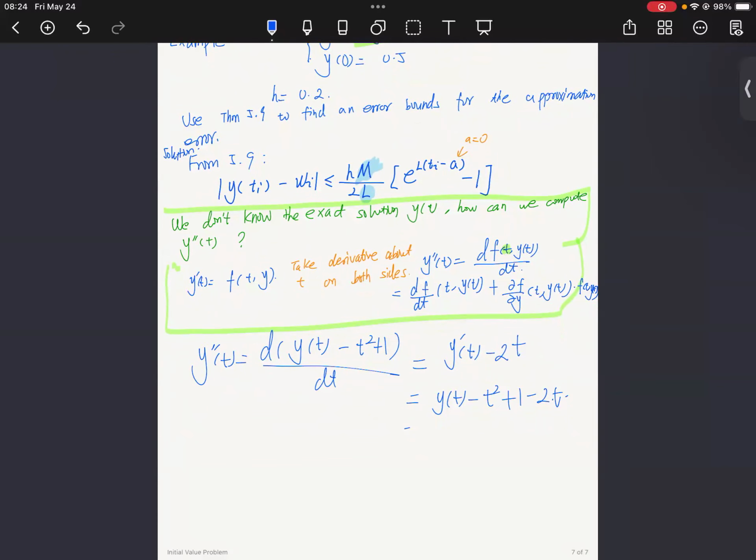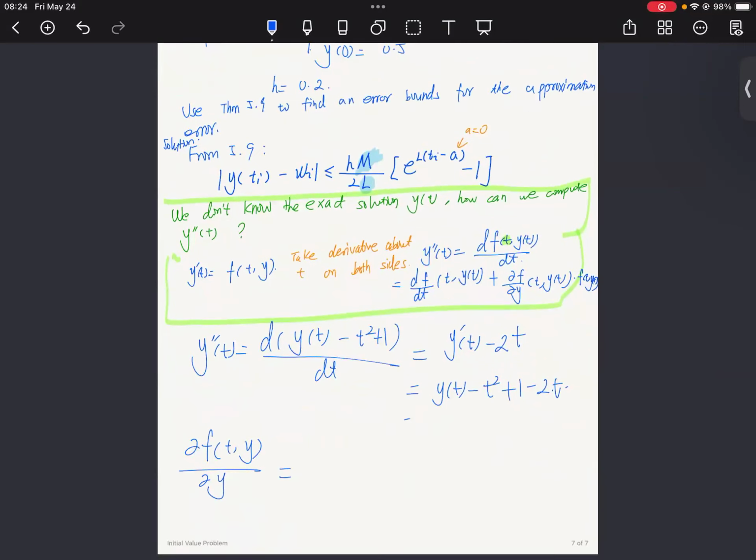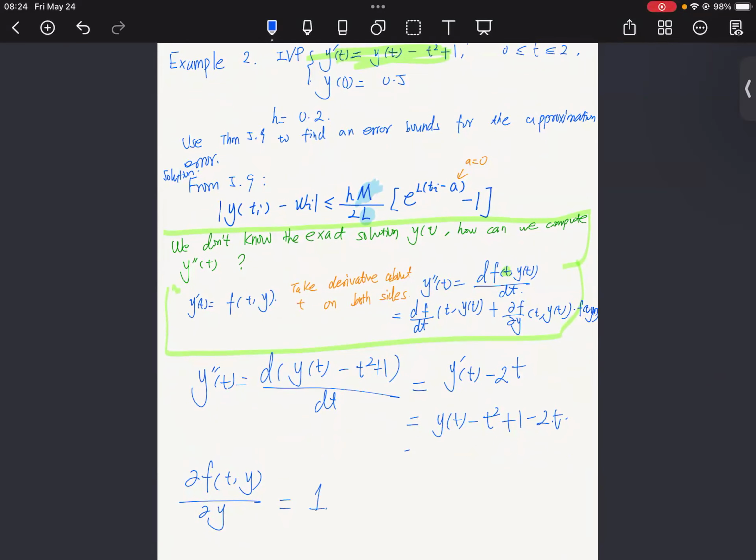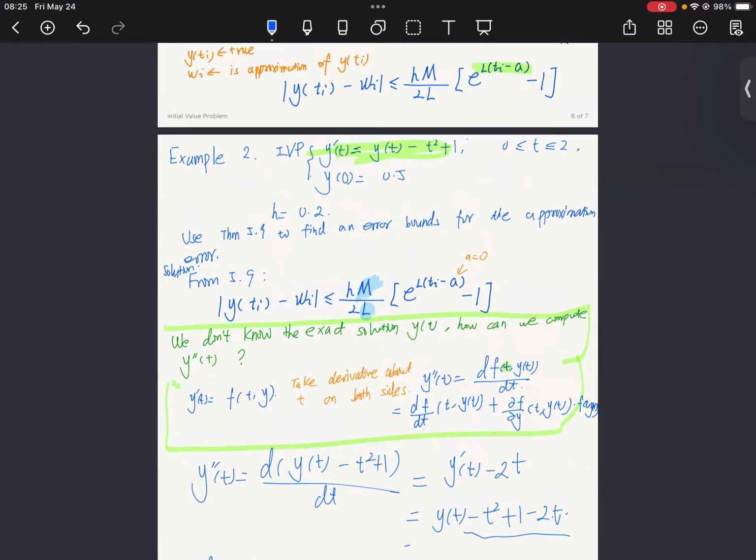The L should be the Lipschitz constant of the f function, in terms of the variable y. And the derivative with respect to y equals 1. So hence the L constant could be 1. And here it says this one should be something like this. I cannot believe it. This is a very good question.